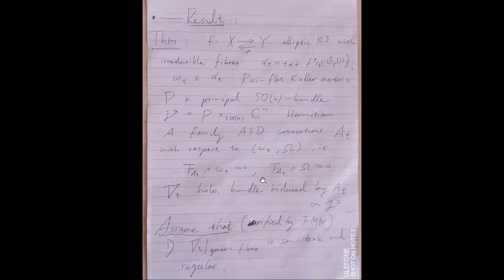Once we have this sort of complicated assumption, before I state the result, I need to say something about how to verify this assumption. Because this assumption is so complicated, we should check it. Actually, it's very easy to verify this assumption. We just use the Friedman, Morgan, and Witten result. So maybe we start from the second one.